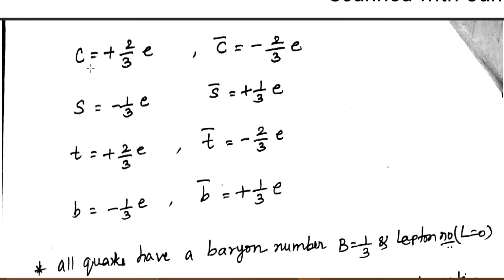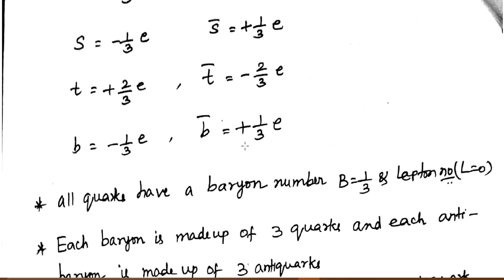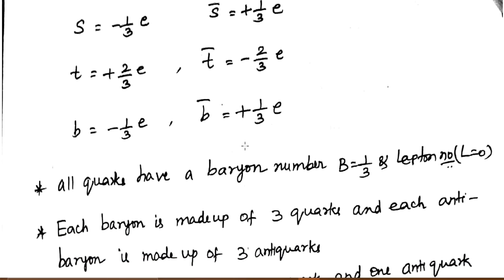Similarly, charm quark C is 2 by 3 times E. C complement is minus 2 by 3 into E. Strange quark S is equal to minus 1 by 3 times E, and S complement is plus 1 by 3 into E. And T, the top quark, is plus 2 by 3 into E, and T complement, that is the anti-top quark, its charge is minus 2 by 3 into E. And bottom quark B is minus 1 by 3 into E, and B complement, that is the anti-bottom quark, is plus 1 by 3 into E.